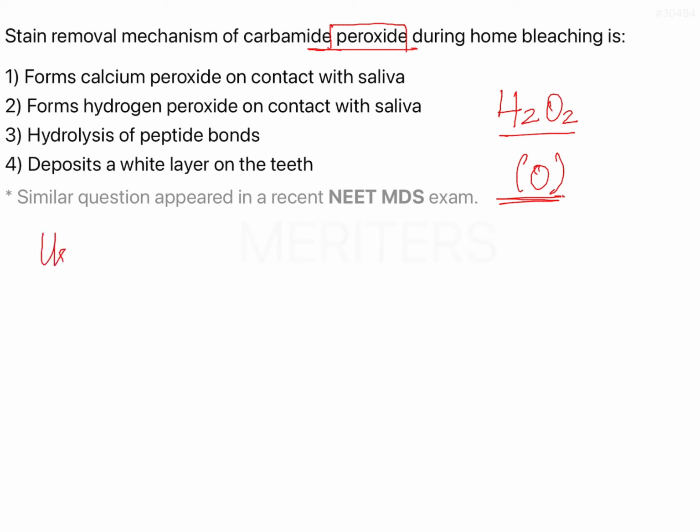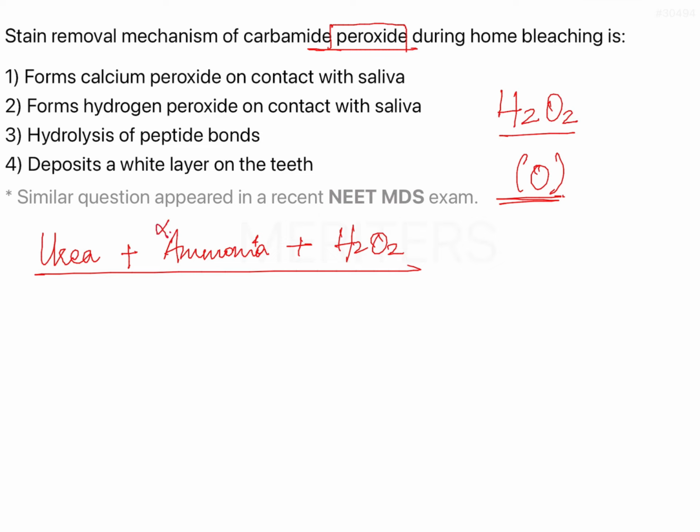It consists of urea plus ammonia plus hydrogen peroxide. This is what carbamide peroxide is. In some situations, you may not have the ammonia. It may just be urea plus H2O2.